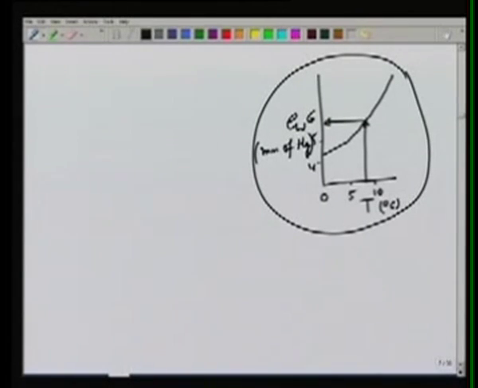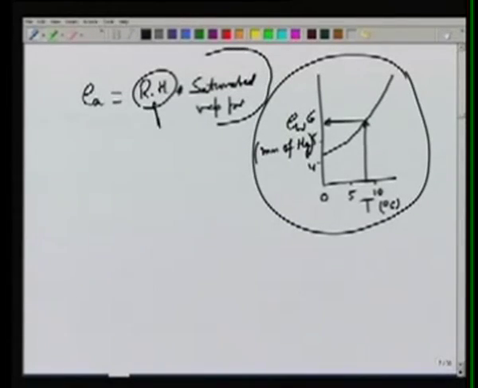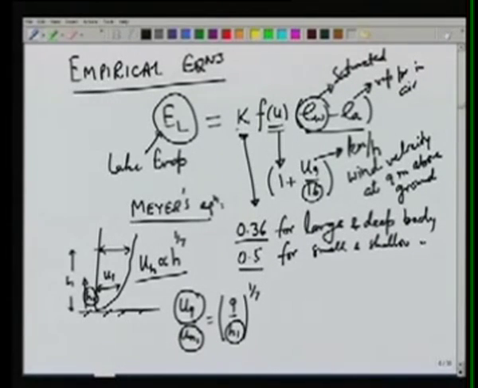So once this graph is available to us, knowing the water temperature, we can obtain the value of EW. And EA would be relative humidity times saturated vapor pressure. Relative humidity measurement is typically done in weather stations, so this will be known to us. And knowing saturated vapor pressure, we can estimate what is the EA, and therefore in Meyer's equation we would have all the quantities available to us, which will give us the lake evaporation.